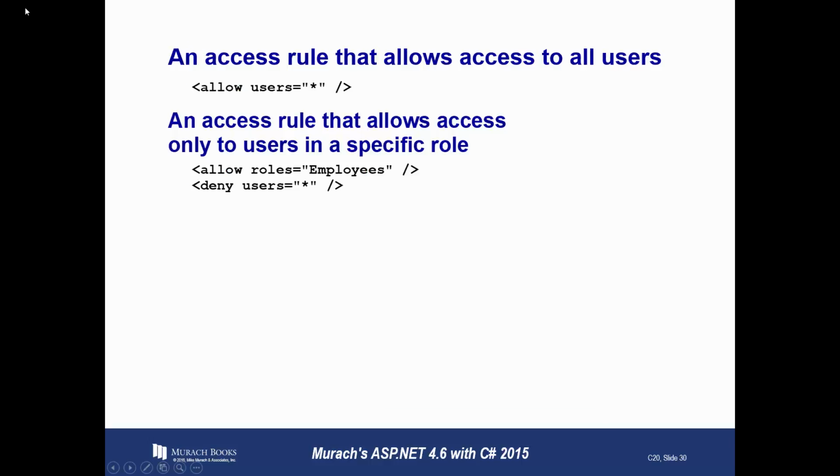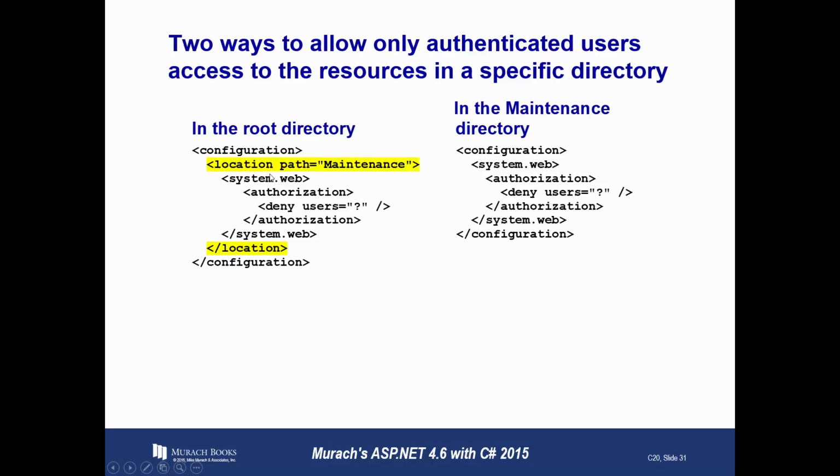So there are some examples here. If I said allow users equals star, that would mean everybody. Here, what I could do is say allow roles equals employee, then deny it for everybody. But that deny will be overridden by the allow, so only employees will be able in this case. The first example lets all users access the file. The second lets only users in the employee role access the file. Another couple of examples here.